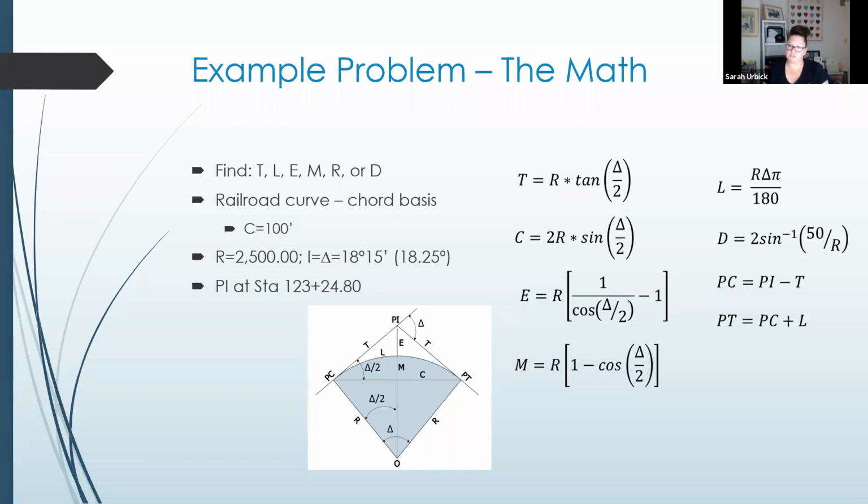So we're given those formulas, we can find our point of curvature, which is we subtract out that tangential length. So if our point of intersection is 123 plus 24.8, and our T is equal to 401.55, where do we end up?